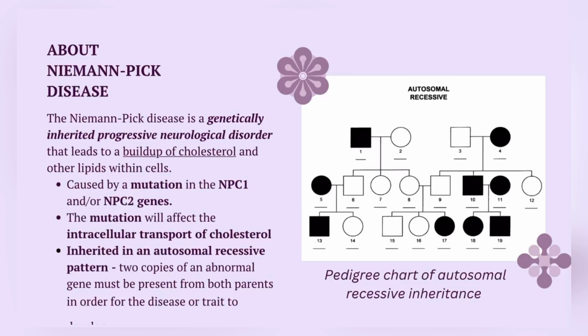It's usually inherited in an autosomal recessive pattern, which means there are two copies of an abnormal gene that must be present, one from each parent, in order for the disease or trait to develop.